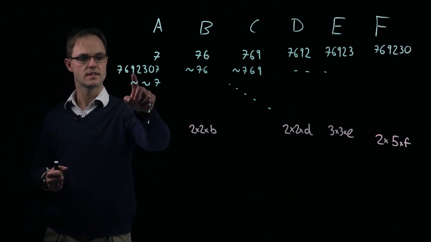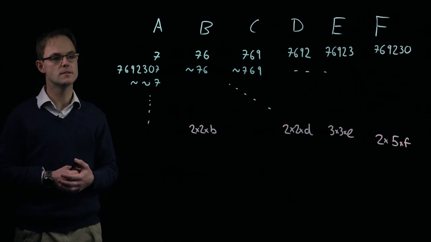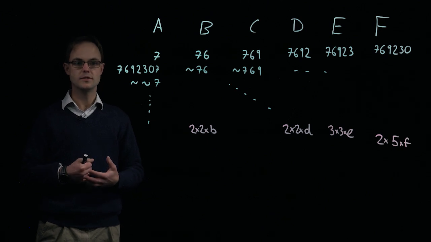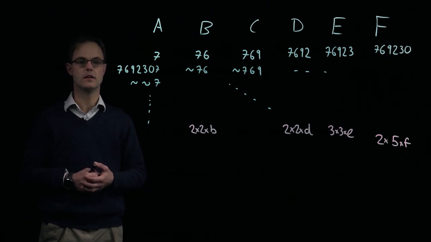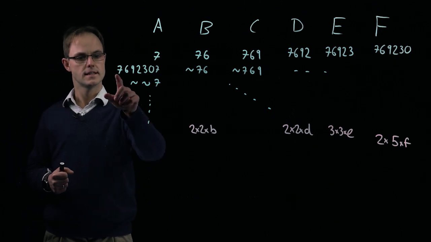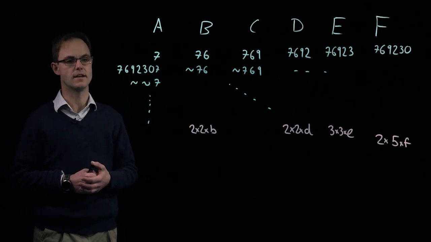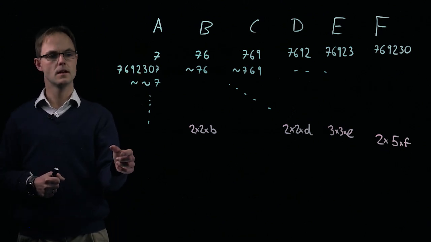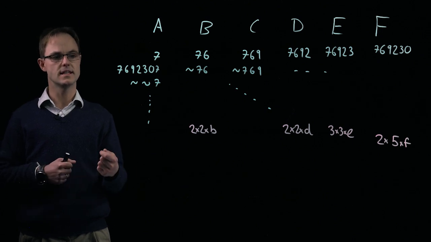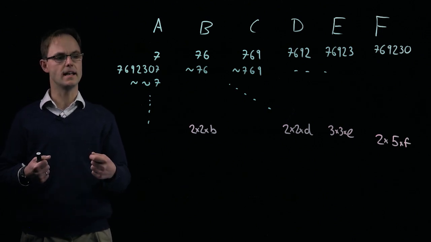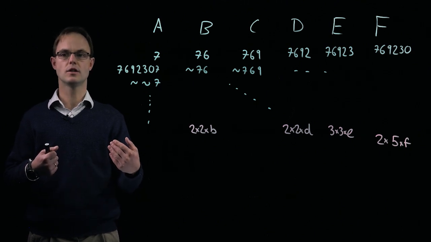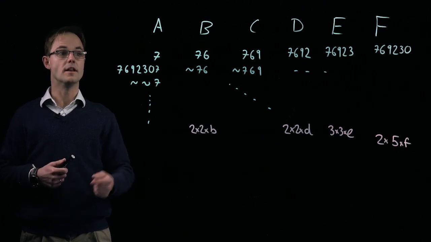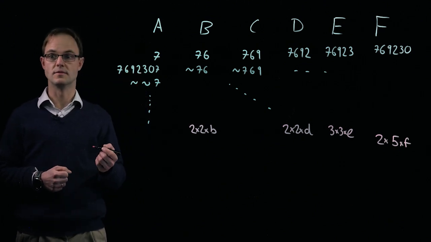This number here, 7692307, it's not divisible by 2 or 3 or 5, but a quick check on some scrap paper shows that it is divisible by 7. In fact, it shows that 76923 is divisible by 7. And as we move down this column, what we're doing is adding 76923 times a power of 10 to the previous number at each stage. So we're always adding another multiple of 7. So that little calculation shows that every number in column A is a multiple of 7.